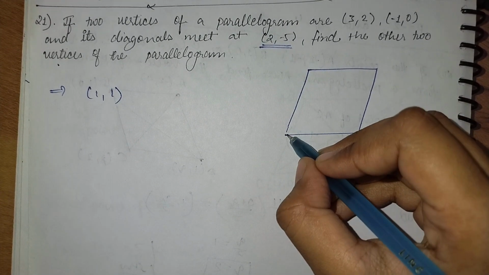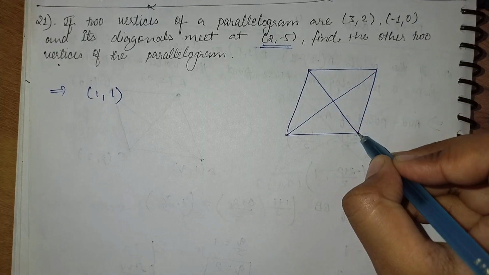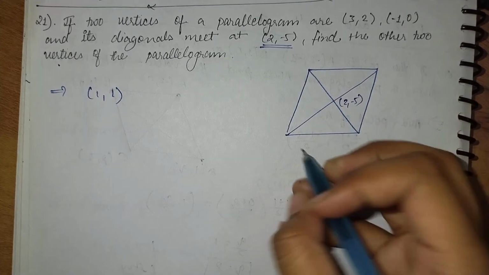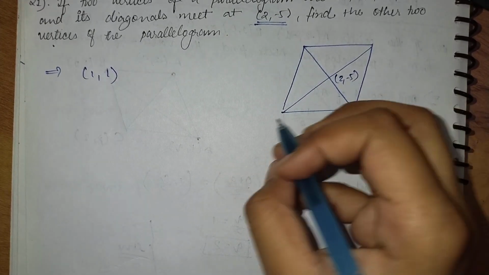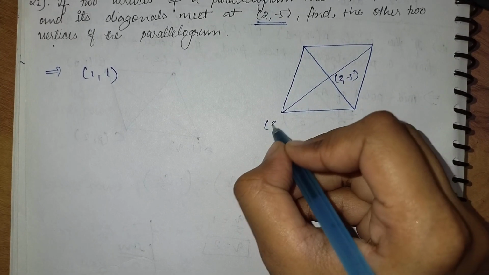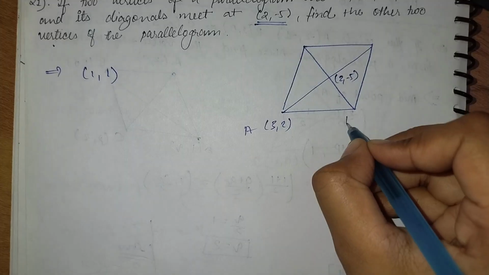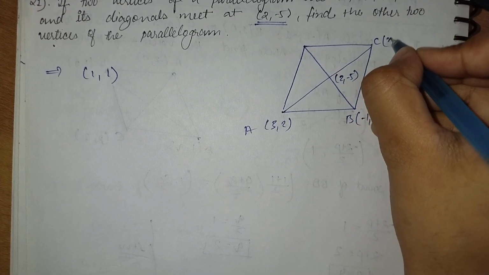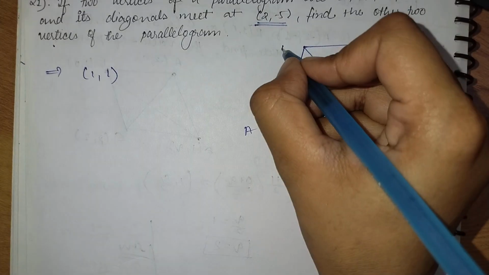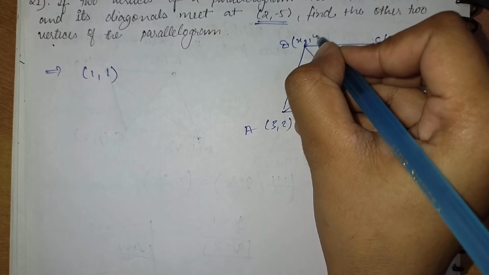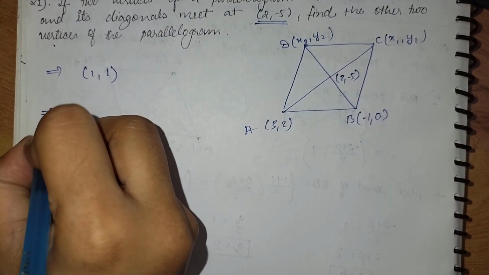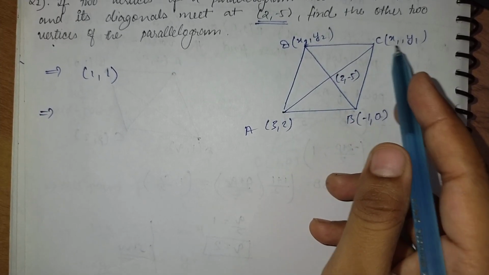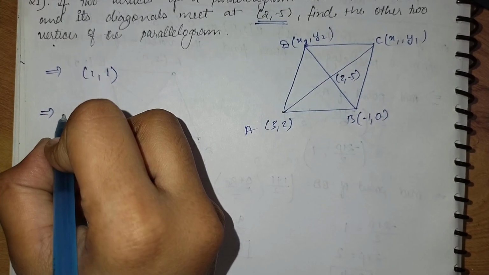So let this be the parallelogram, these be the diagonals here, and the diagonal meeting point here is 2 comma minus 5. So now this is 3 comma 2, which is point A, and point B is minus 1 comma 0. Point C is x1 comma y1 and point D is x2 comma y2. So let the midpoint of this line AC be this; we have to find x1 and y1 from there.